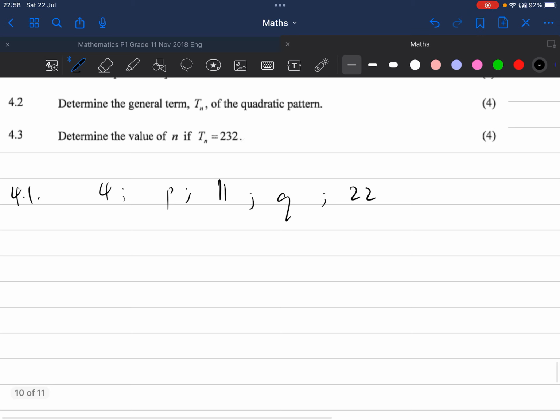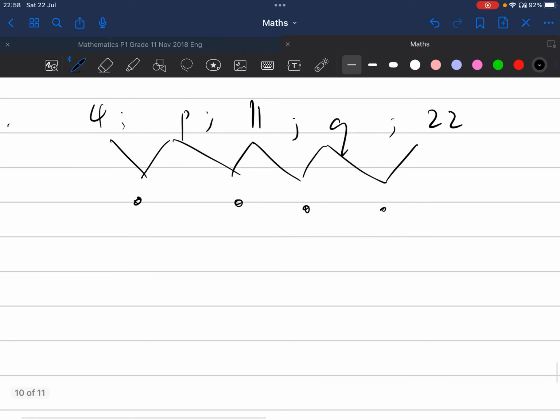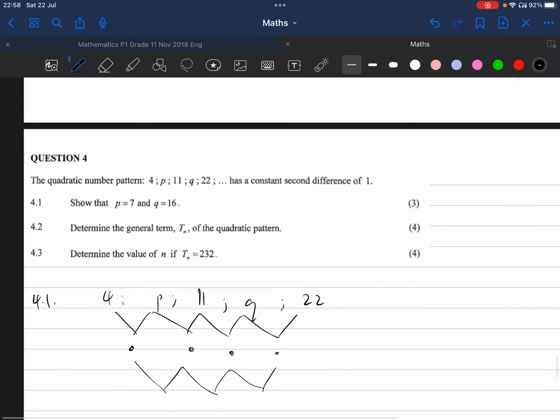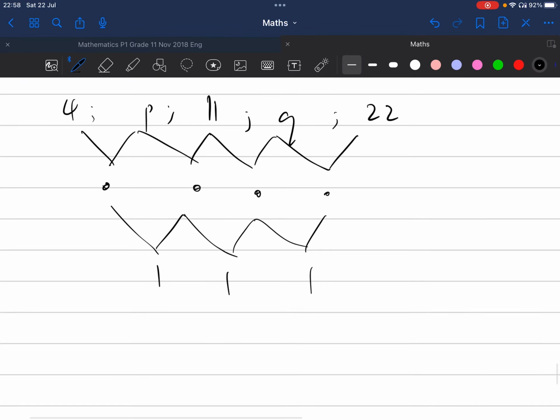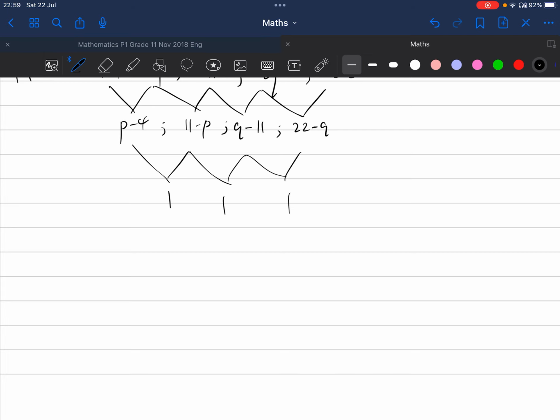4, p, 11, q, 22. Okay, so let's do this. I'm going to have some number here, which is the difference of these, and some number there, and our constant second difference is 1. So let's think now. Sorry, this has to be p minus 4, because it's the difference between those two. And this is 11 minus p, and this is q minus 11, and this is 22 minus q. And when we subtract all of those, we should get 1.